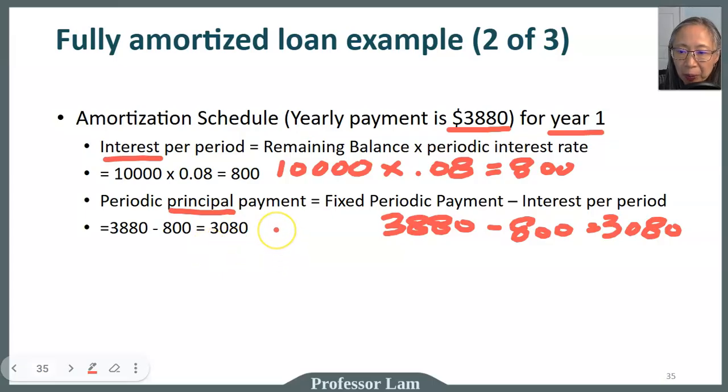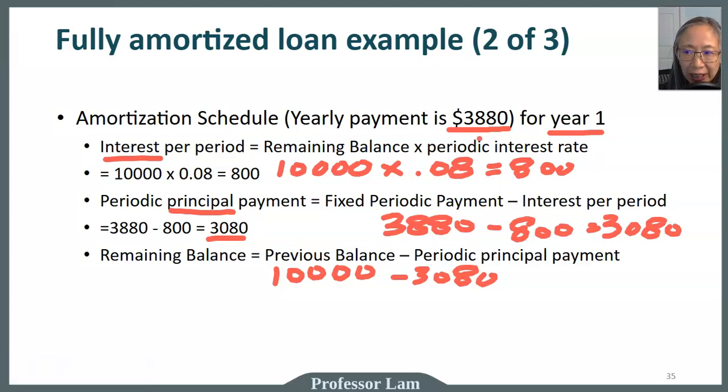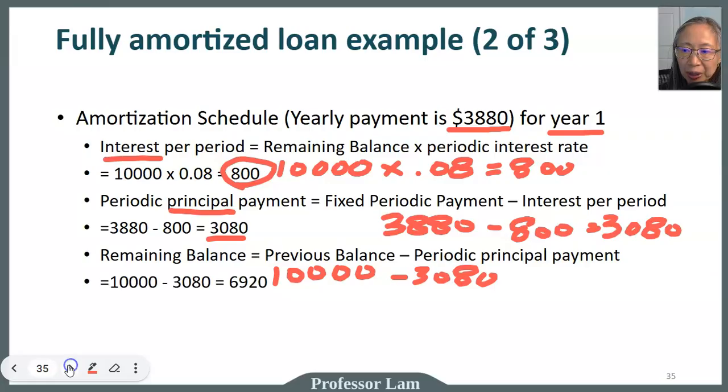It's this principal amount, this $3,080, that will be used to reduce the balance on the loan. So the new remaining balance is equal to the previous balance, the $10,000. That's how much we originally owe. Now the bank considers we reduced this loan by $3,080. Not $3,880, but $3,080, because $800 is considered interest. And our new remaining balance will be the difference between these two, and that's $6,920.